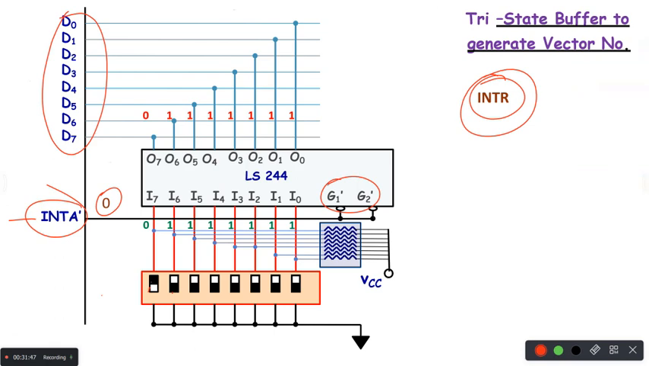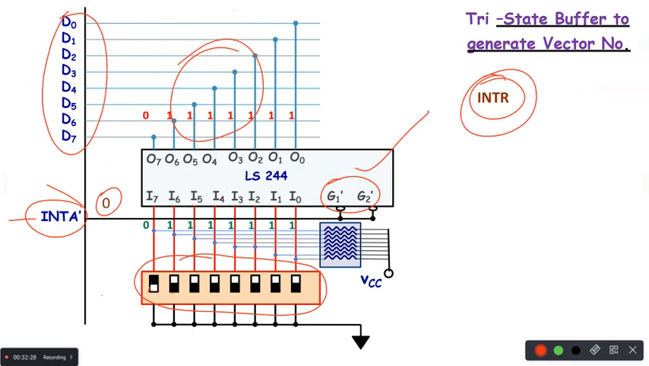When this chip is selected, whatever vector number you set on this DIP switch is available on the data line. Can you see here? It's available on the data line. This is the way you can generate an interrupt vector number the moment the interrupt signal is given to the microprocessor. This is the circuit you need to use. It's one of the circuits which is used.